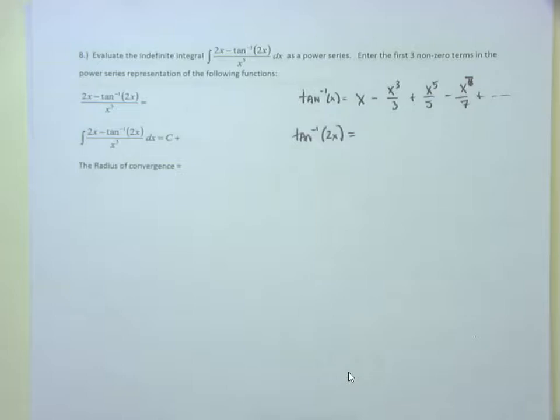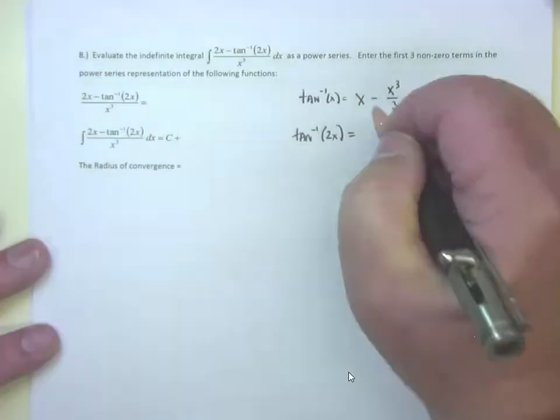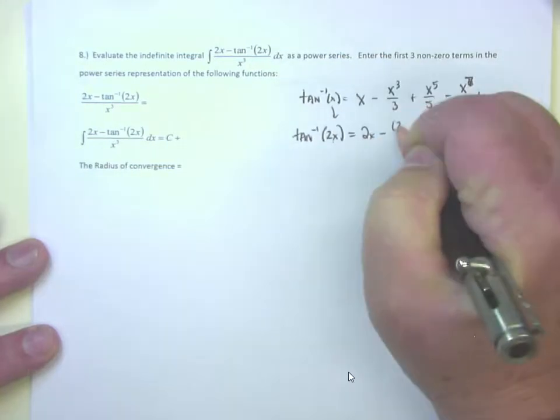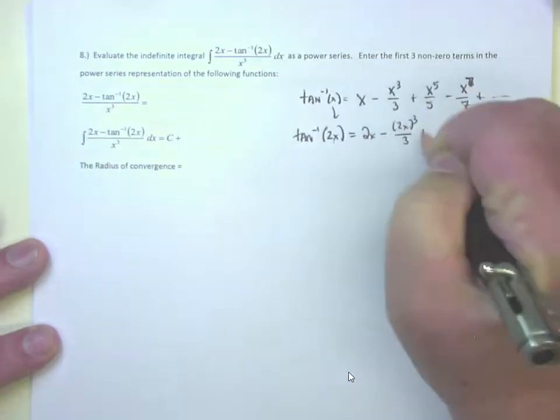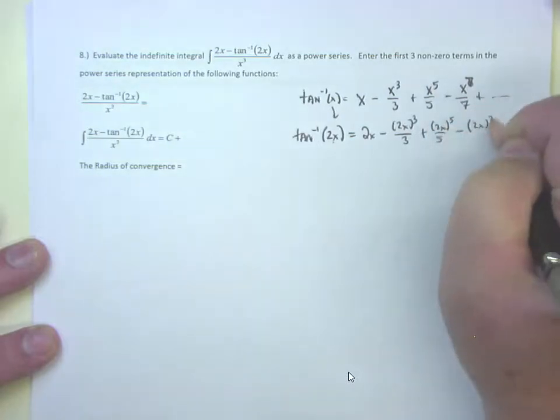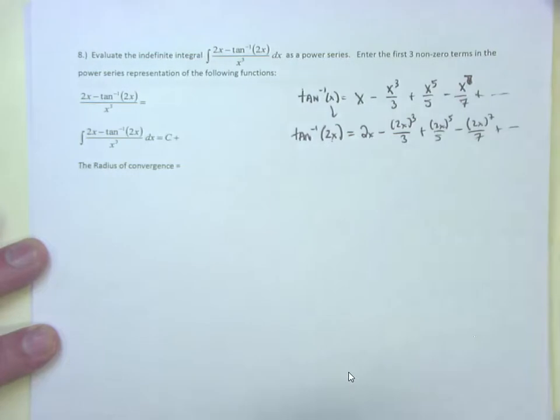Don't recreate the wheel. What is the difference between tangent inverse of x and the tangent inverse of 2x? I just basically put a 2x in place of the x. Pure substitution. Think about that from a computer science programming perspective. Replace x with 2x. That's not a real difficult program. Does that make sense? So what do you get? I get replace x with 2x. So this will give me 2x minus 2x cubed over 3 plus 2x to the 5th over 5 minus 2x to the 7th over 7 plus dot, dot, dot.